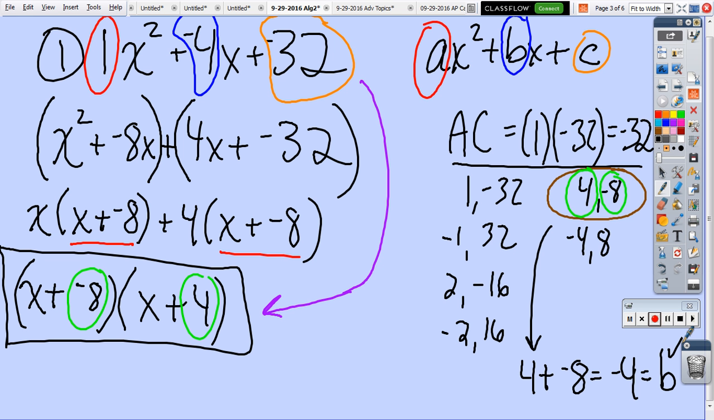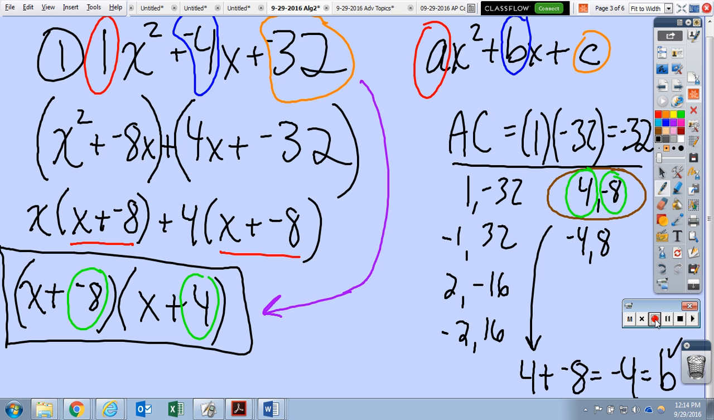Why do you have to do that over there to the right? Because of the way the method works. So you basically take A and C, multiply them, and then you write AC equals whatever A is times whatever C is. And then what's all that? These are all the factors of negative 32. So you just take positive and negative and then switch negative with positive. Yeah, because it's negative. So these are all the possible factors.